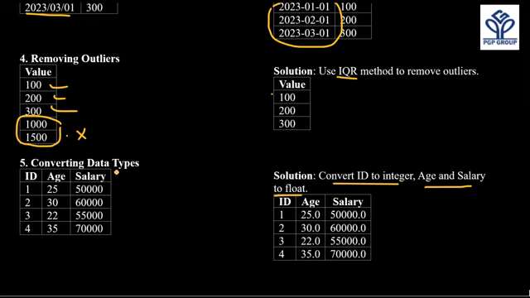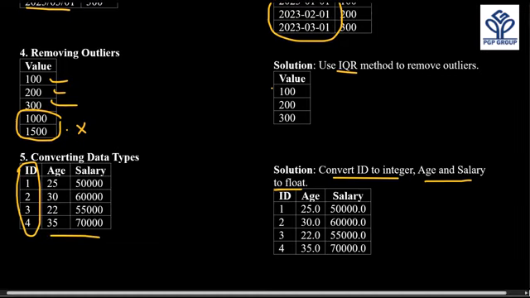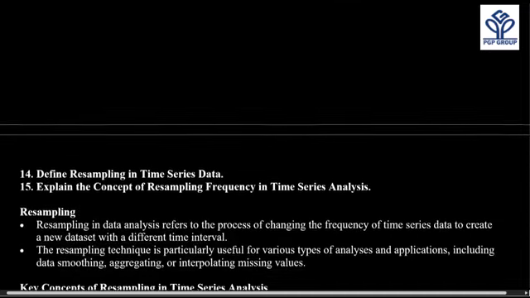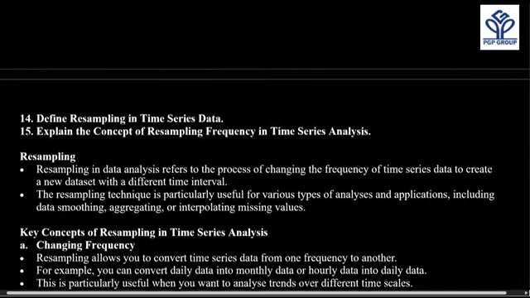So converting the data types: a common data type. I'm converting everything into a common data type except ID. ID I'm keeping as integer. Age and salary I'm converting to float. So these are all the different techniques available to clean the data.